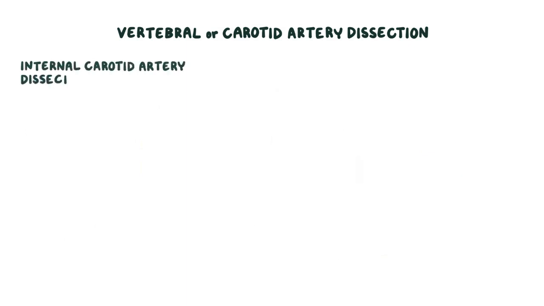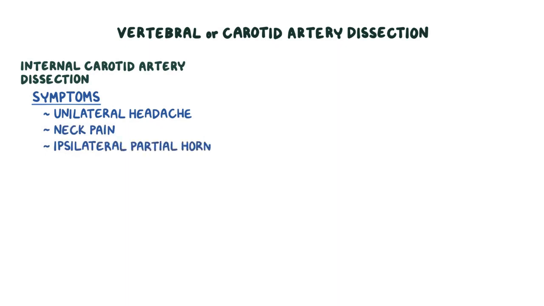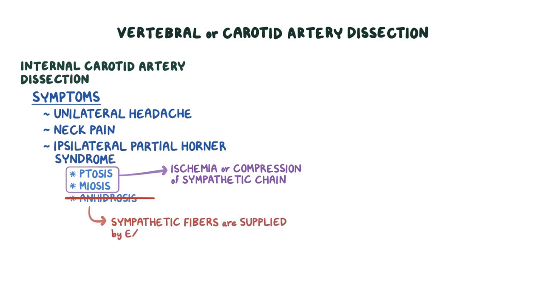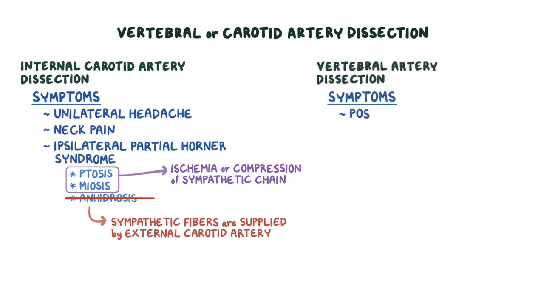Internal carotid artery dissection usually presents with unilateral headache, neck pain, and ipsilateral partial Horner syndrome, which includes ptosis, meiosis, but no anhidrosis. This occurs due to ischemia or compression of the sympathetic chain running along the cervical vertebrae. Facial sweating is preserved because those sympathetic fibers run along and are supplied by the external carotid artery, not the internal carotid artery. On the other hand, vertebral artery dissection presents with signs of posterior circulation ischemia, such as ataxia, diplopia, or vertigo.